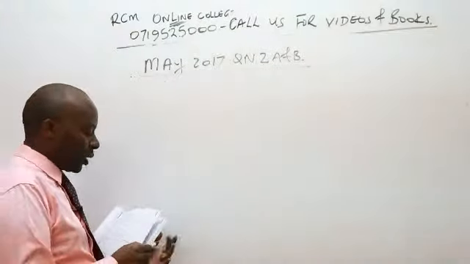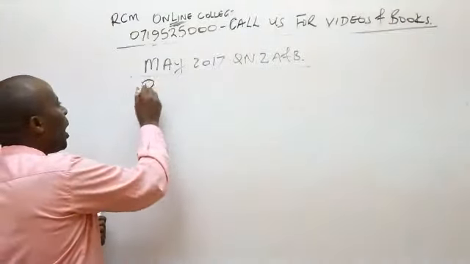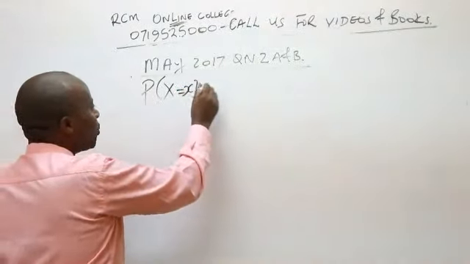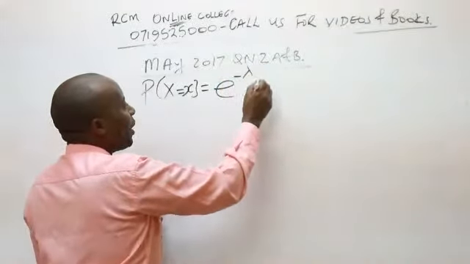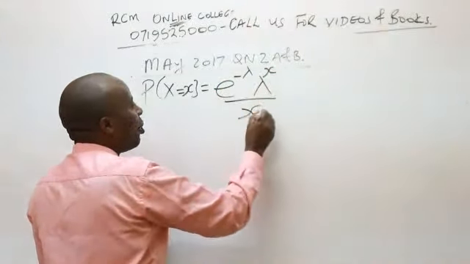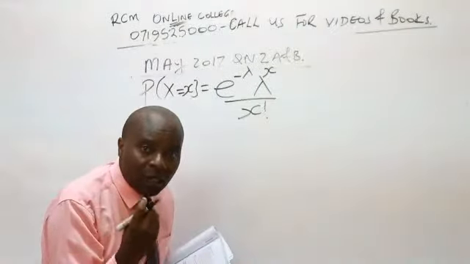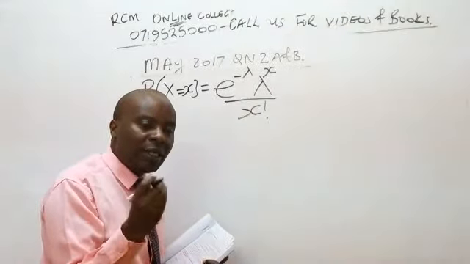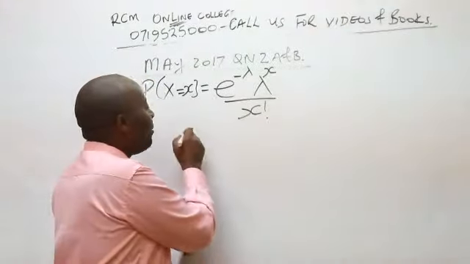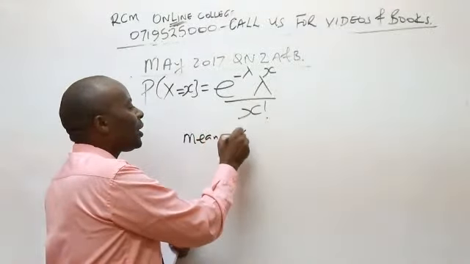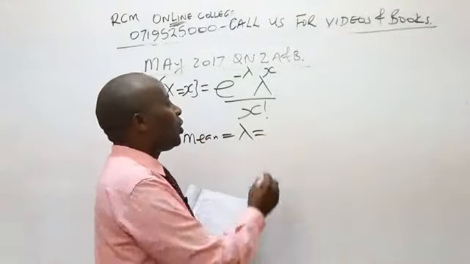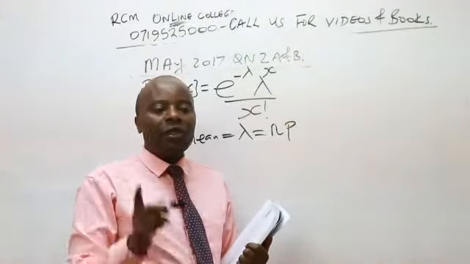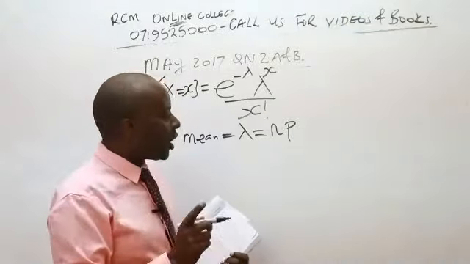Using Poisson distribution, ladies and gentlemen, I know the formula. I know that the probability of X equals small x will be equal to e raised to negative lambda, lambda raised to x, all over x factorial. And if you remember very well, the key thing that you need to be able to evaluate Poisson probability distribution parameters is the mean. You need the mean, which is our lambda. And our lambda, ladies and gentlemen, is np. Our lambda is np.